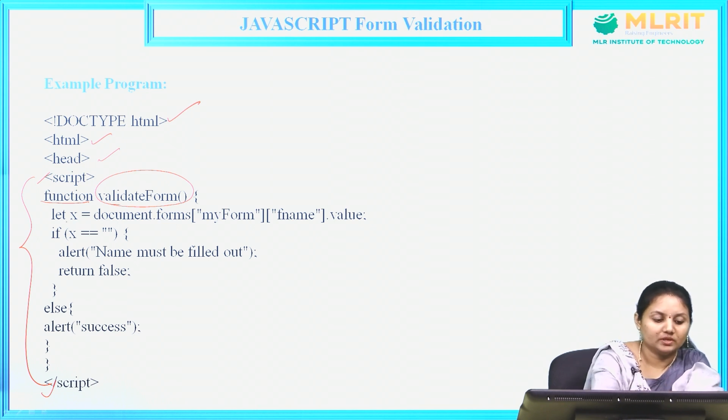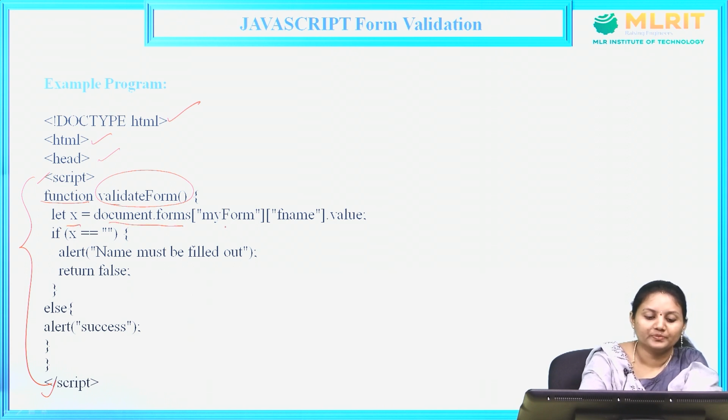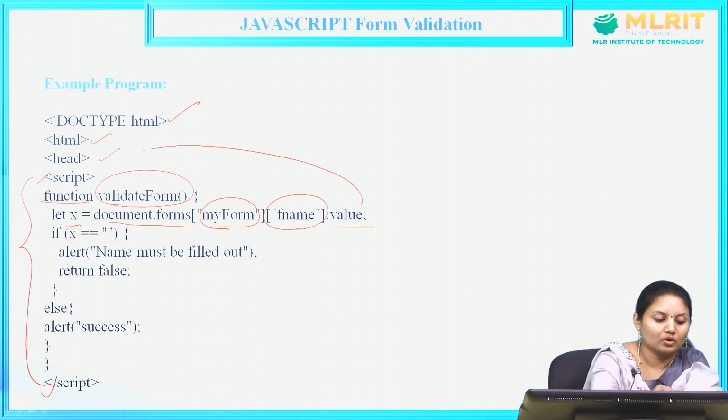What we are doing here is creating X = document.myForm. myForm is the form name. What is the field name? There is fname and its value. This is stored in X.